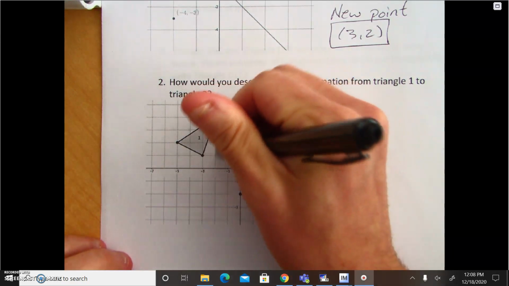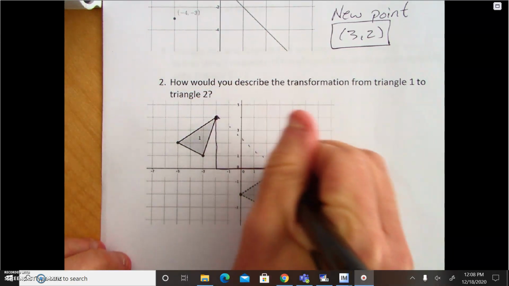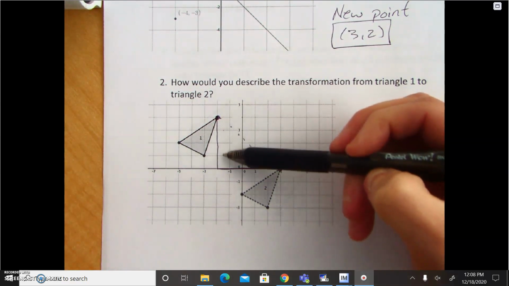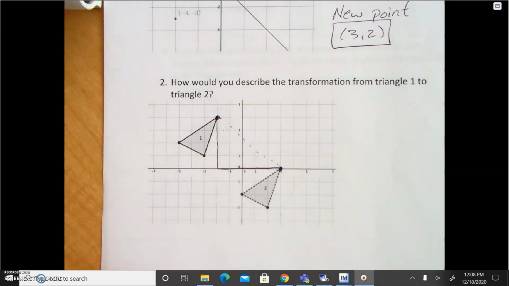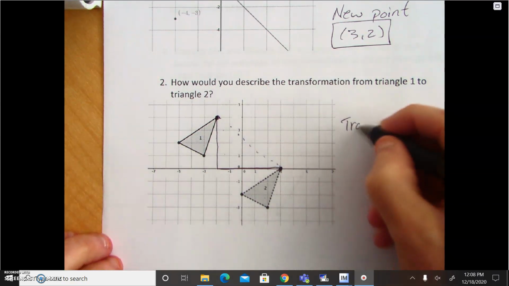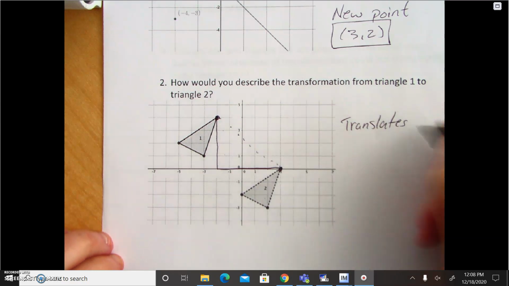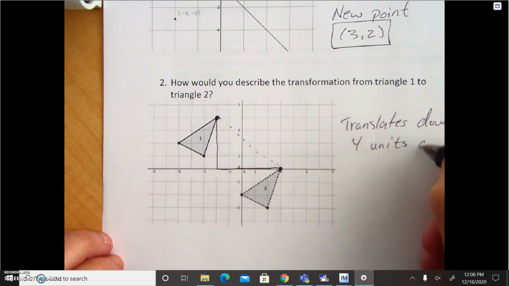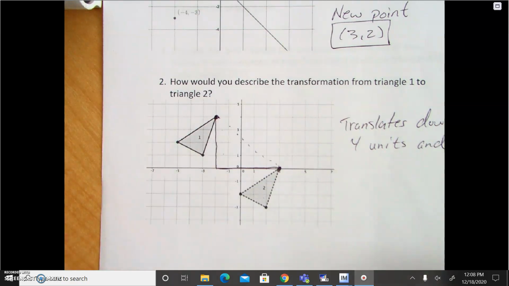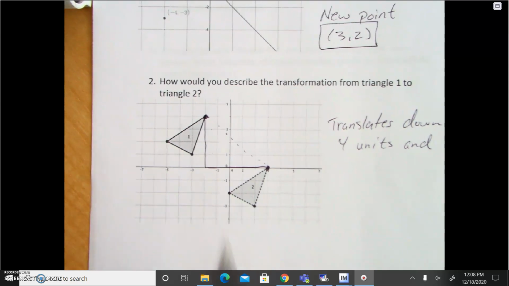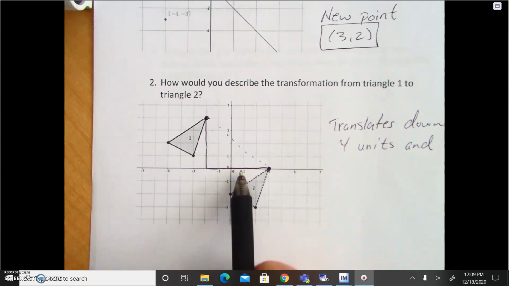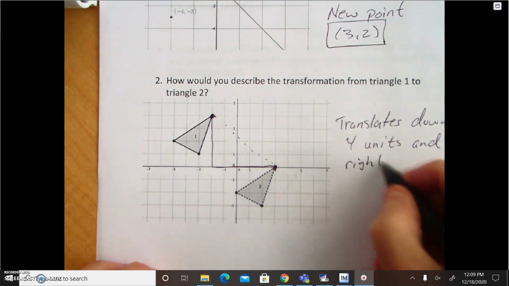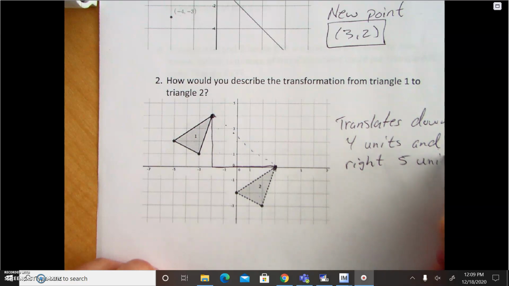So I'm going to just draw a little triangle so I can count. So let's count how much does it go down. 1, 2, 3, 4. So it goes down 4 units, so it translates down 4 units, and it moves to the right how much? So let's count again. 1, 2, 3, 4, 5. So it goes to the right 5 units.